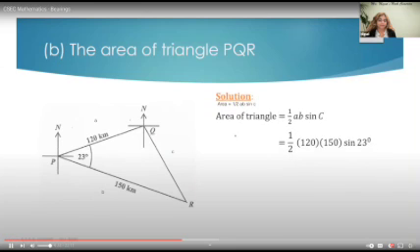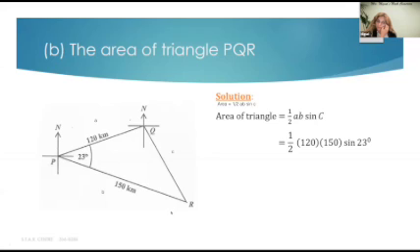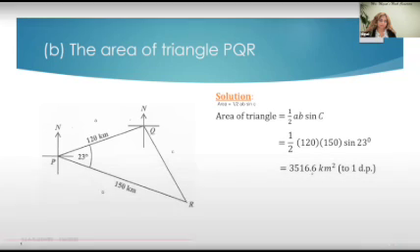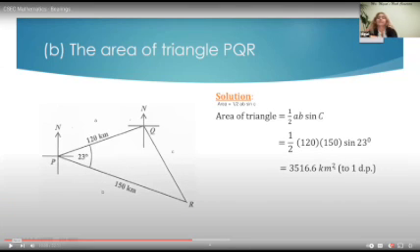We learned our formula for area of a triangle in the last video tutorial, where area is equal to a half AB sine C, where A and B are the two sides that are adjacent to the angle, or touching the angle. So if this is my angle, 23 degrees, the two sides that I'm going to use would be the 120 and 150. Substituting into our formula, we would have a half by 120 by 150 sine 23, which gives 3,516.6 kilometers.